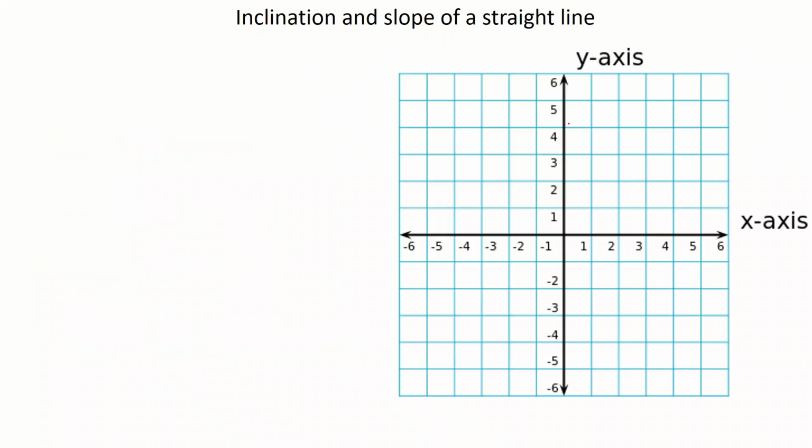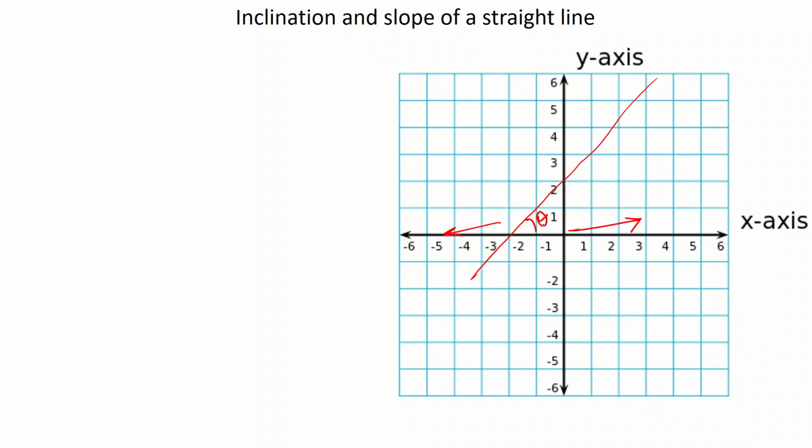So assume that this is the Cartesian plane and here I draw a straight line. The angle which this line makes with the x-axis, suppose theta, is called the inclination. To be precise, the angle which a straight line makes with the positive direction. So remember that this is the positive direction of the x-axis and this is the negative direction of the x-axis. So the angle which a straight line makes with the positive direction of the x-axis is called its inclination. So in our example, this theta is the inclination.